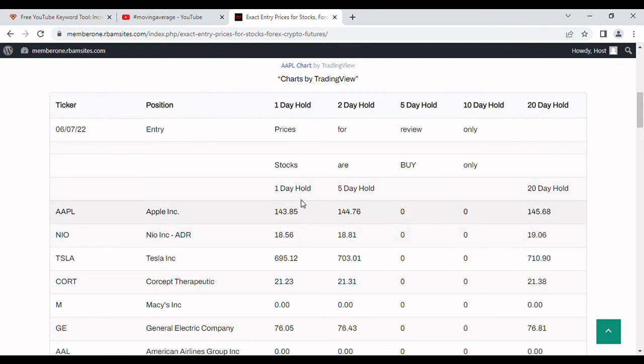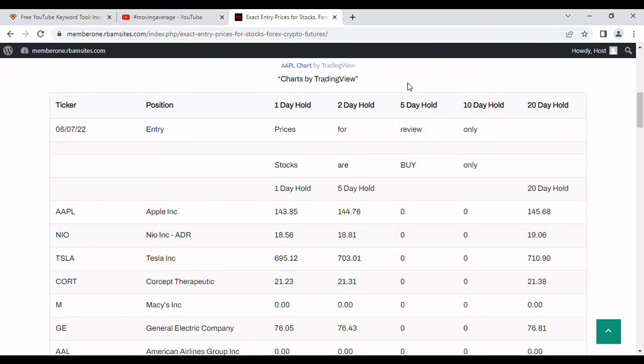Now, how these work on the 1-day hold, you can get in here at 143.85 or something similar, and you hold till the end of the close tomorrow, worst case, or you take a profit if you get it as soon as you get it. So take your profits as soon as you get them, or close them worst case at the end of trading day tomorrow.